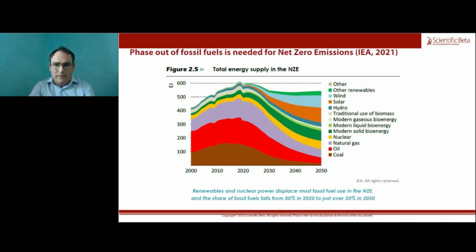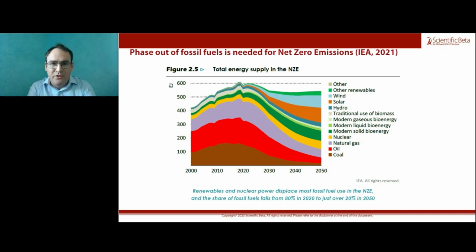Now, if I go to the next slide here, this is a graph taken from the International Energy Agency's net zero emissions scenario, which came out in 2021. You can see here that in the coming decades towards 2050, the total energy supply is about constant. And if you look at the electricity supply that will be required in these net zero scenarios, we actually need more electricity and a constant level of total energy supply.